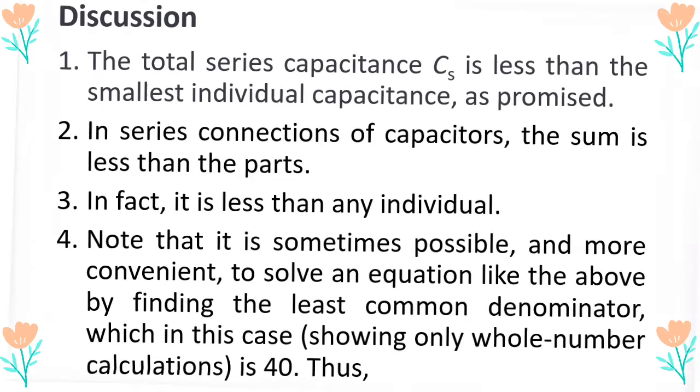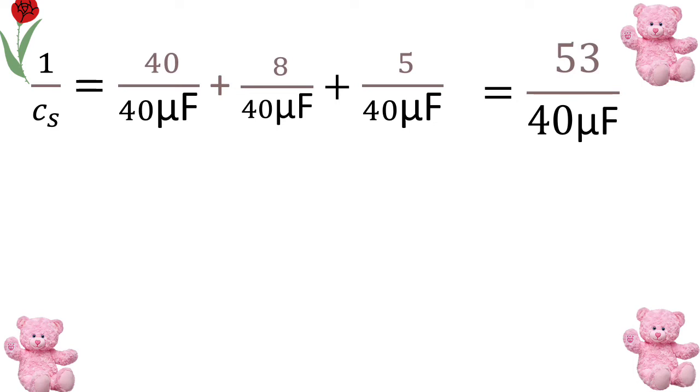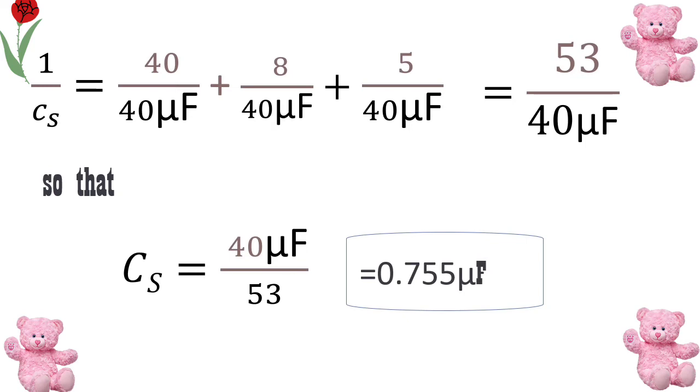Thus, 1 over CS is equal to 40 divided by 40 microfarad plus 8 divided by 40 microfarad plus 5 divided by 40 microfarad. So, this will give us 53 over 40 microfarad. So that CS is 40 microfarad divided by 53, or the reciprocal. And the final answer for this one is 0.755 microfarad.